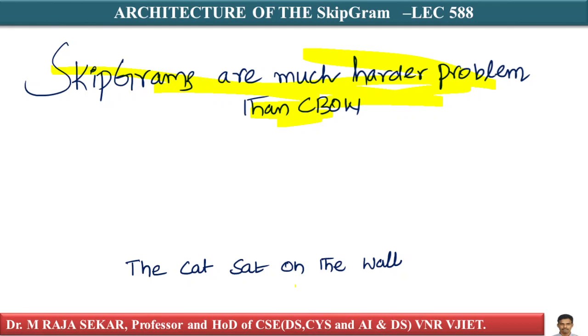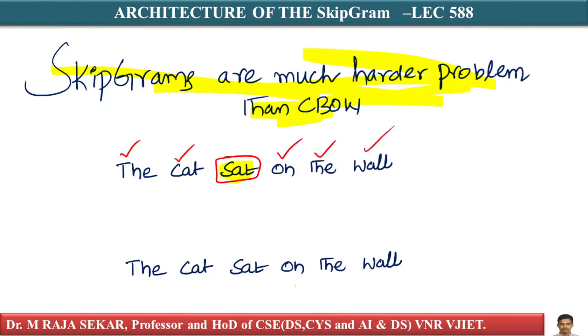If somebody gives you a word, let me say sat, imagine how hard it is to predict the cat on the wall. Even for humans, it is a harder problem. Why? Because somebody gives me sat and asks me to guess the other words. It is difficult for humans also. That is the case with SKIPGRAM.